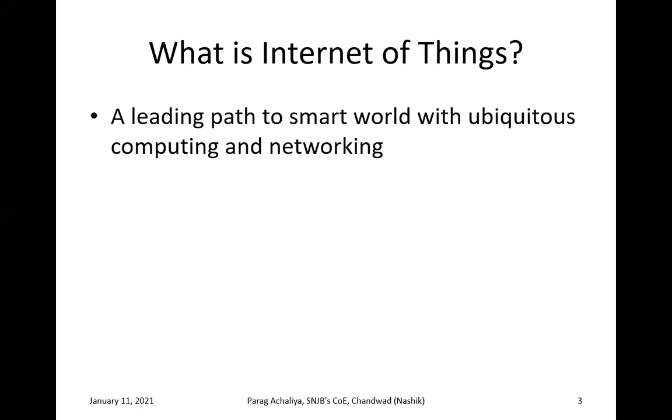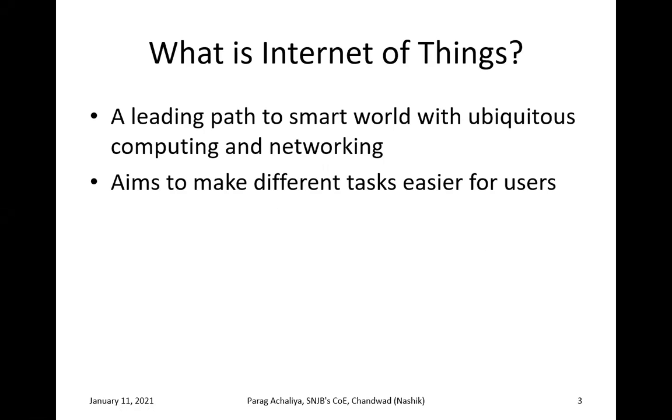In fact, it is a leading path to smart world with ubiquitous computing and networking. It aims to make different tasks easier for the user. Due to smart work, you are going to reduce your work, reduce your energy, and save your time. This is happening because of smart technology or smart activity. The smartness will reduce your efforts, save your time, and give you better output.